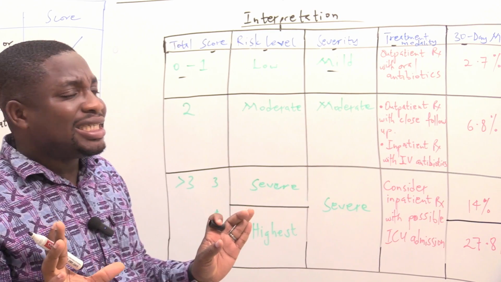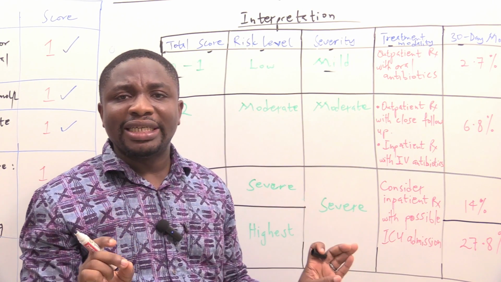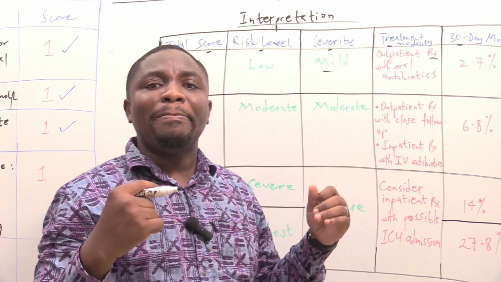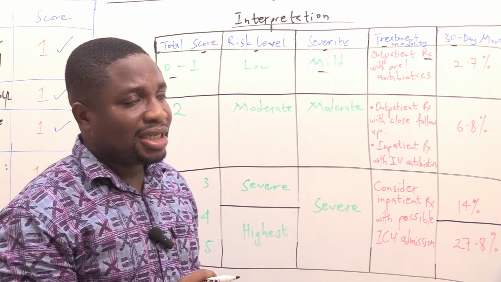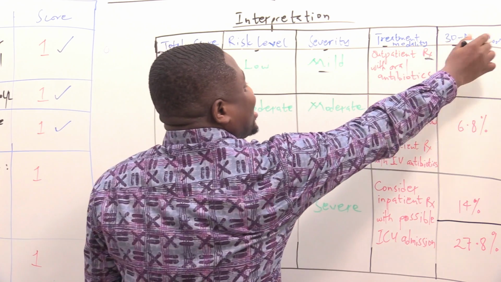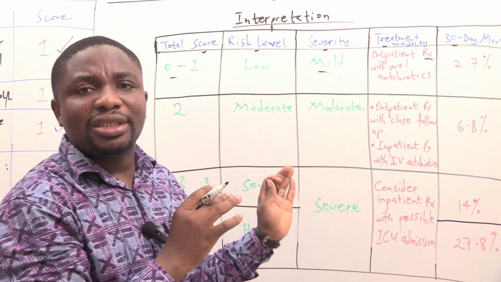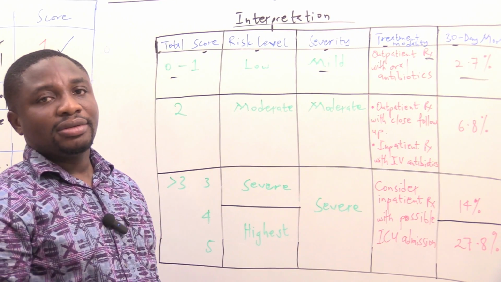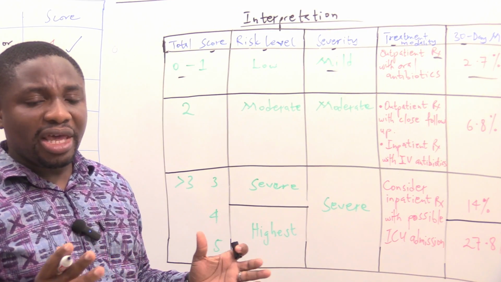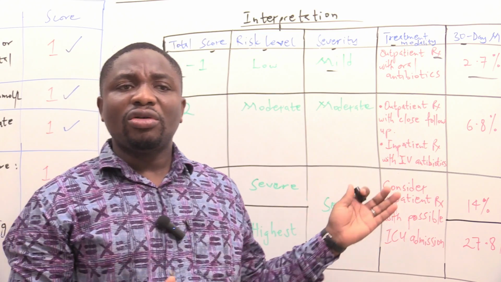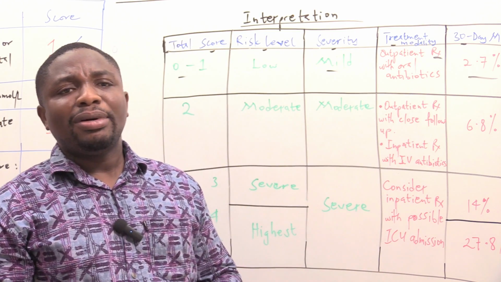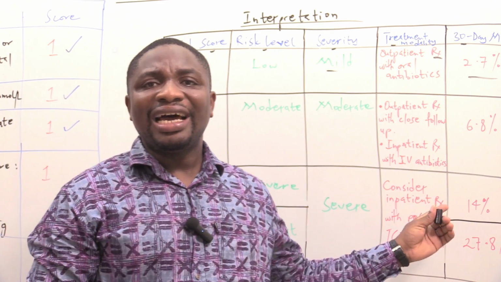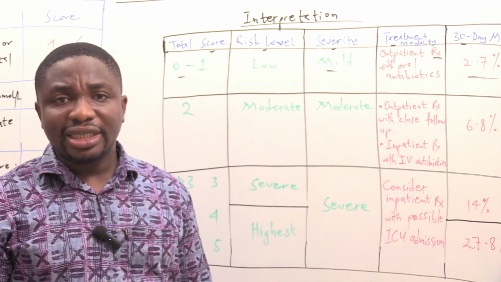Then the treatment modality is going to be outpatient treatment with oral antibiotics, that is oral empiric antibiotics. Then the 30-day mortality in a patient with community-acquired pneumonia is going to be 2.7%. Meaning that if we take 100 people with community-acquired pneumonia, about 2.7 of them are likely to die from the community-acquired pneumonia.